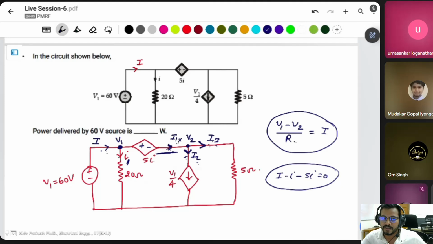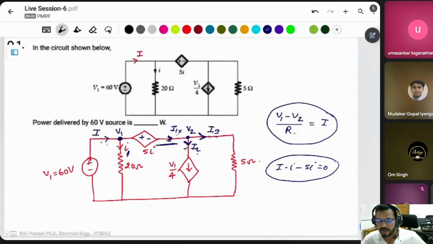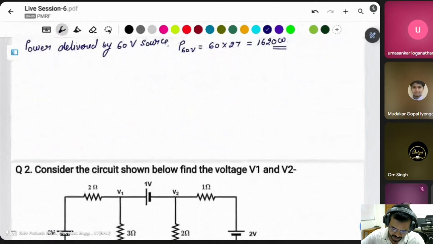you can use the KVL. If there is a super node and you want to avoid it, simply you can write the KVL in that case. KVL will be satisfied simply, and you can solve the question by KVL. Okay, how can you write? Let me give this example by KVL and solve the same thing.